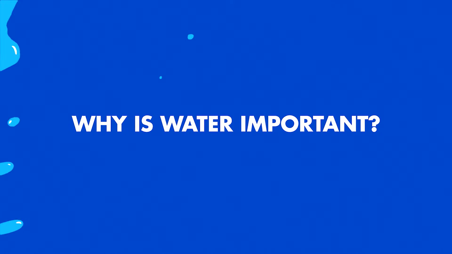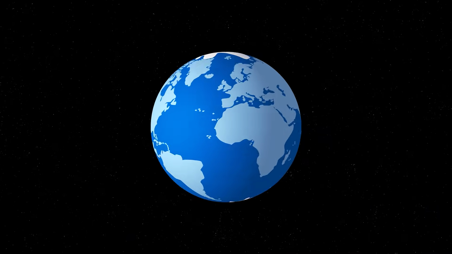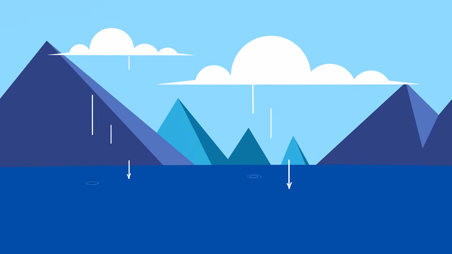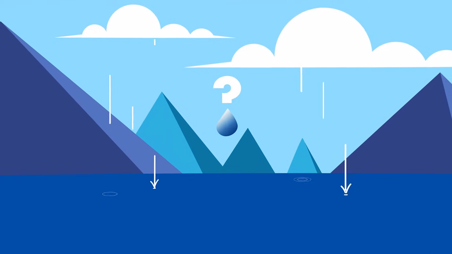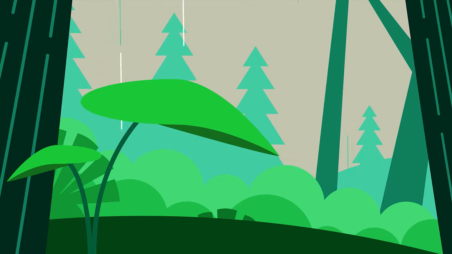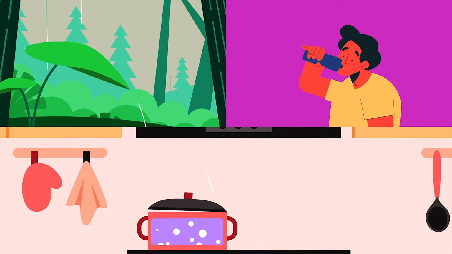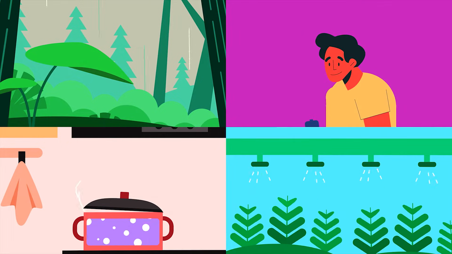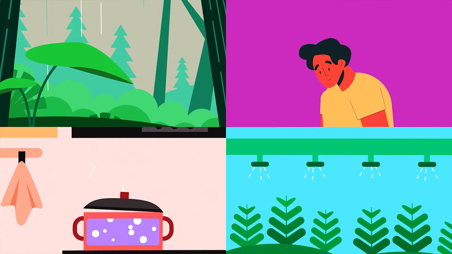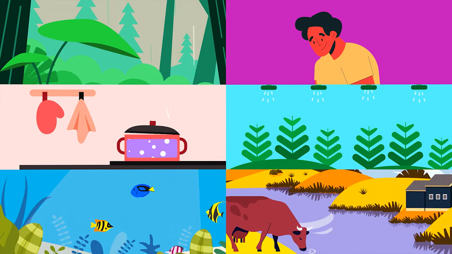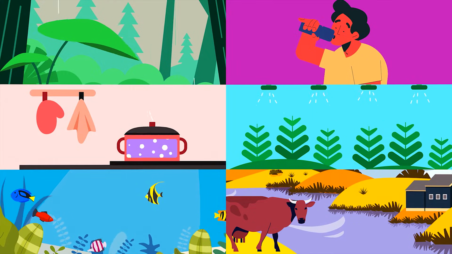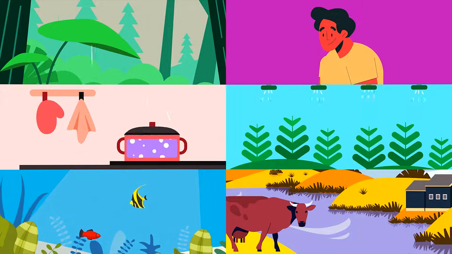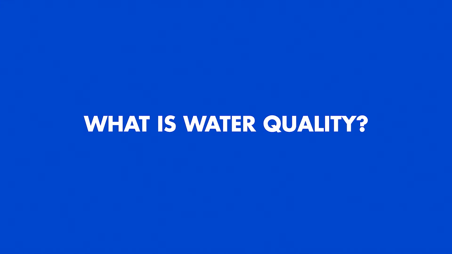Why is water important? When you look at the Earth, it's easy to see that water is a big part of our world, covering over 70% of our planet's surface. But what makes water so important? Well, all living organisms use water for a variety of purposes. Humans use water for drinking, cooking, cleaning, farming, and recreational use, just to name a few. Animals use water as habitat, a drinking source and food source. But the one thing that all living organisms have in common when it comes to water is that they need it to survive.